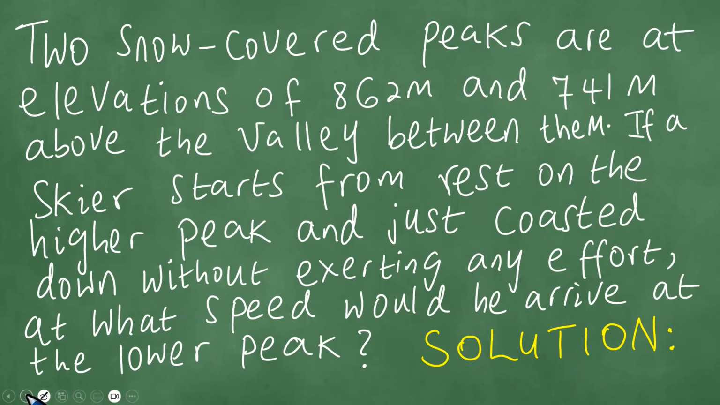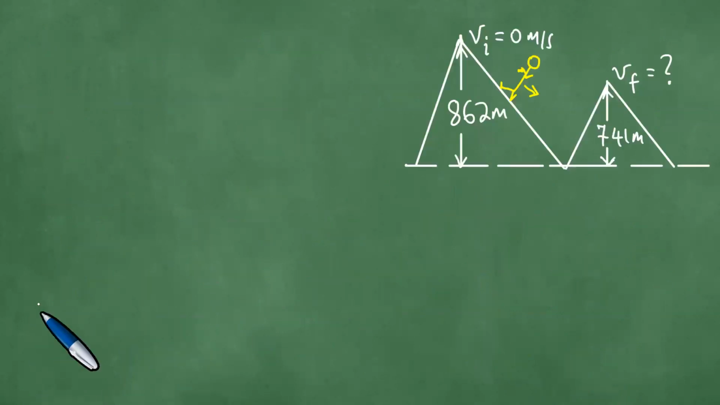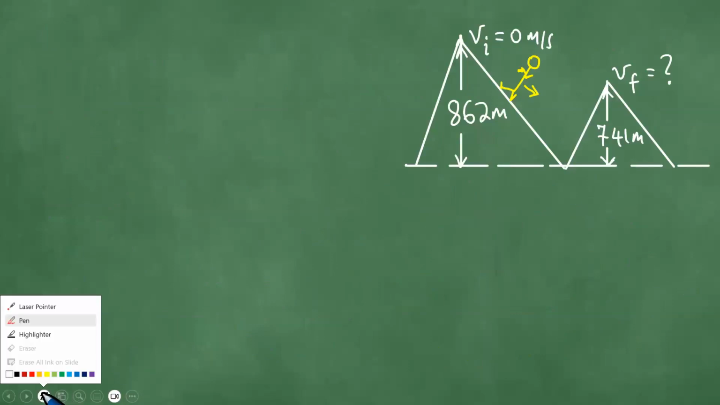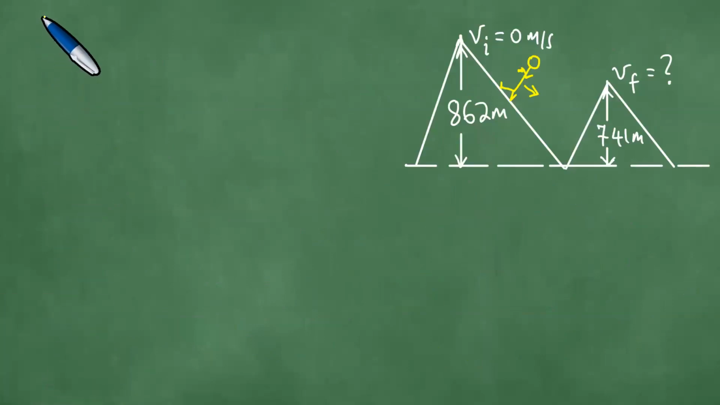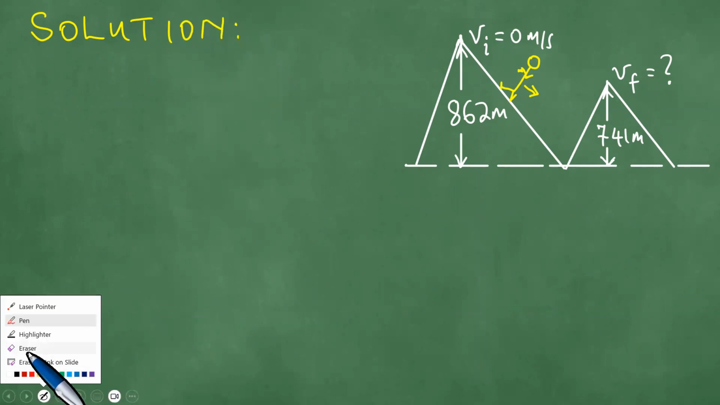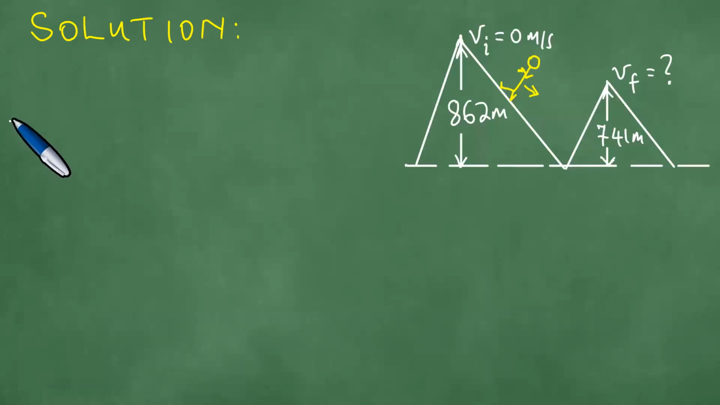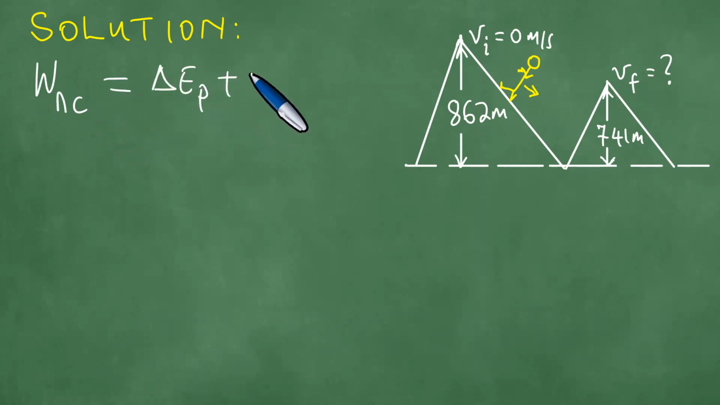Right, so the solution is as follows. Right, so we analyze this solution together. In looking at this solution, there are a couple of things we need to consider. We must look at the fact that we're going to use energy principles. But we must first understand that work done by non-conservative forces equals the change in the potential energy plus the change in the kinetic energy of the system.